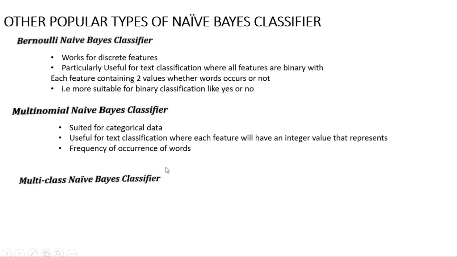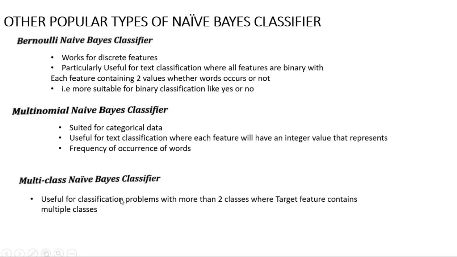But suppose I want to work with categorical data in my training data set. Let's say I want to do text classification where each feature has an integer value which represents the frequency of occurrence of words. This is my text in the training data set: how many times a word has occurred, and so on. In such cases, where I have to do classification for categorical data, I go for the multinomial naive-Bayes classifier.